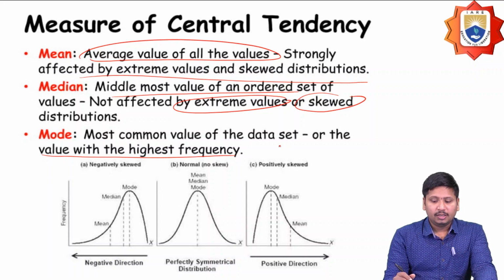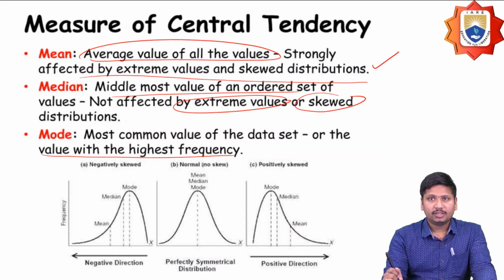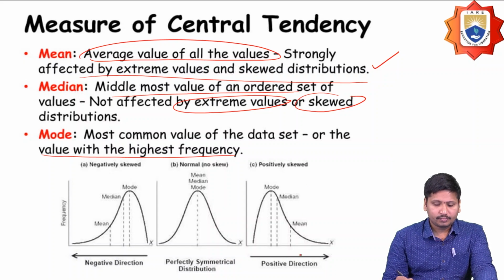So the mean is the average value of all the values, which is strongly affected by extreme values and skew distributions. And the median is the middle value of an ordered set, which is not affected by extreme values or skew distributions. And mode means the most common value of the data set, or the value with the highest frequency, should be considered as the mode.